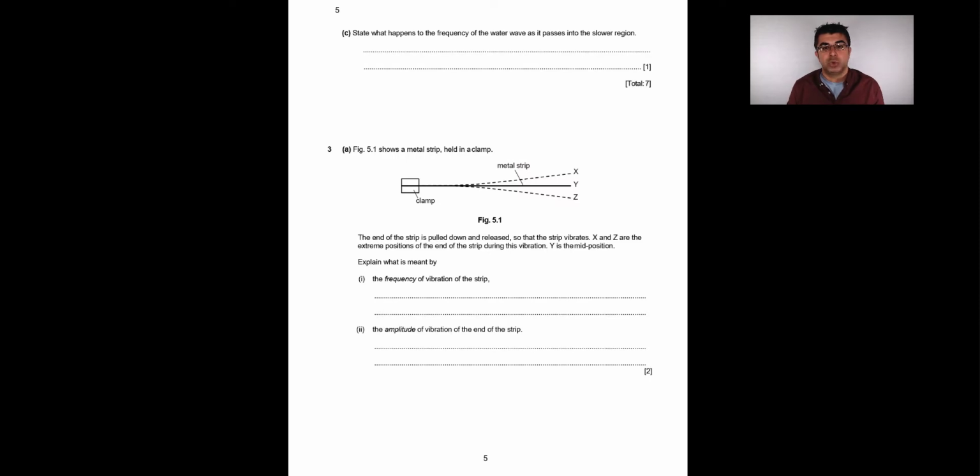State what happens to the frequency of the water wave as it passes into the slower region. Again, frequency is purely dependent on its source. It doesn't change.